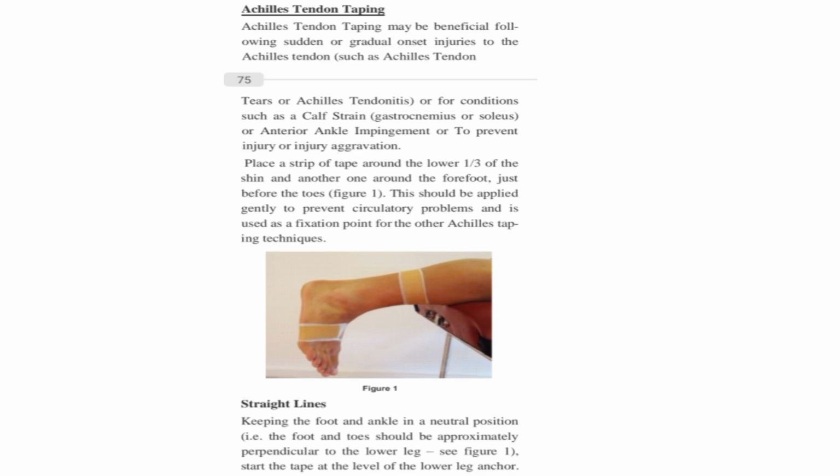Achilles tendon taping may be beneficial in case of Achilles tendinopathy. In case of calf strain, the calf muscles are soleus and gastrocnemius. We can apply it here for anterior ankle impingement or to prevent any kind of injury. This is the position where you can apply the taping, and it helps to prevent any kind of circulatory problems.